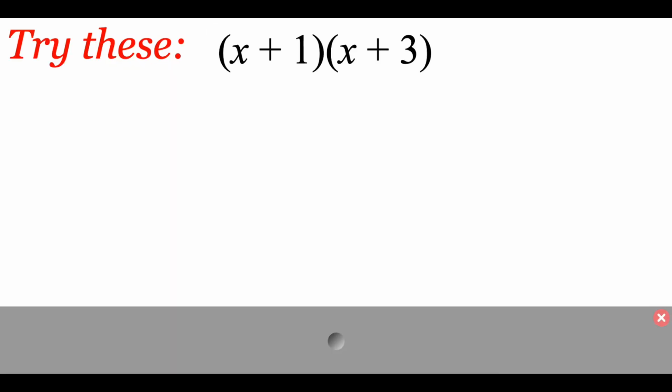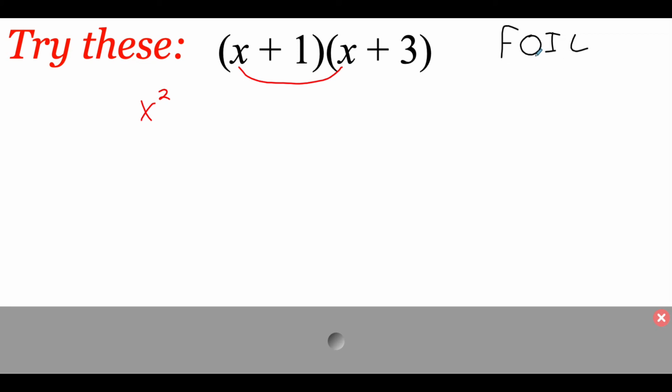Now we're going to do a few more examples. The FOIL method is really just the distributive property. We're just applying it to binomials. And we just call it FOIL to remind us to do all of the distribution parts. So the F, again, means multiply the first things together. So in each binomial, we take the first things, so x times x, that gives me x squared.